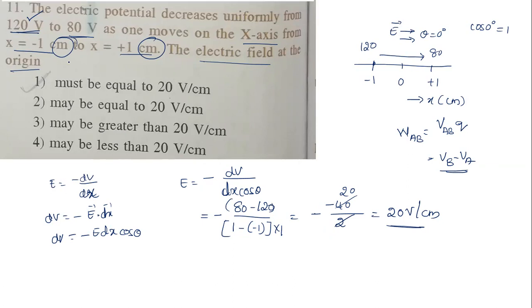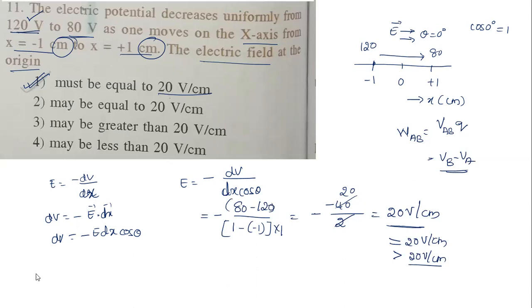Then I can say that it must be equal to 20 volt per centimeter. But many books were gone through while solving this question. Some books give the option that the field is either equal to 20 volt per centimeter or greater than 20 volt per centimeter, and that option is correct. But I don't know on what basis they say it is greater than. But I can tell you that it must be exactly equal to 20 volt per centimeter. Okay, this is the question. So can we go on to the next question now?